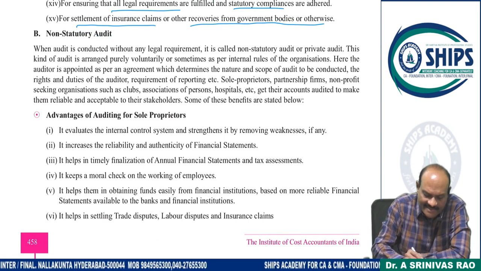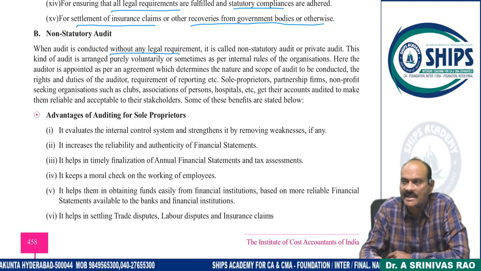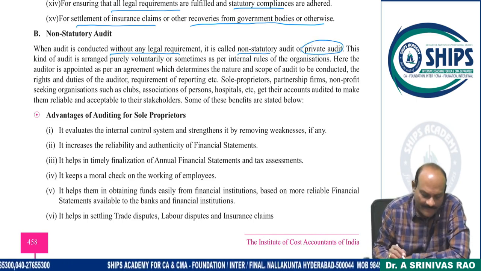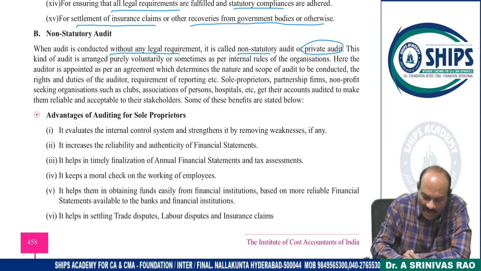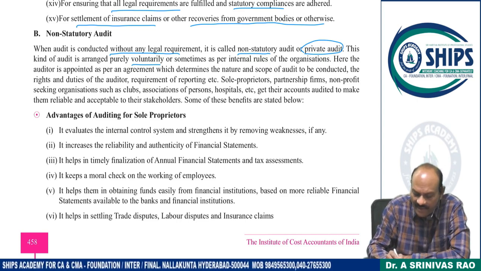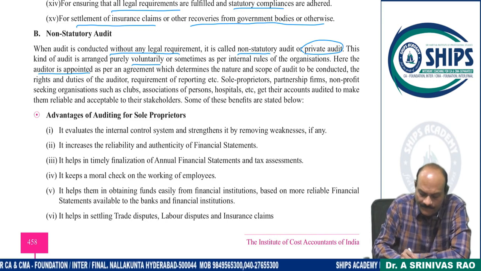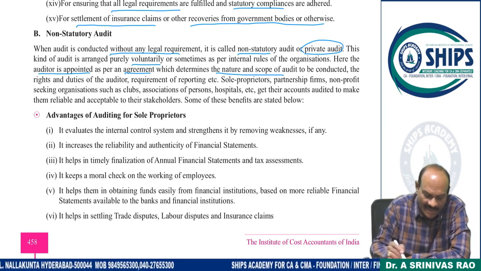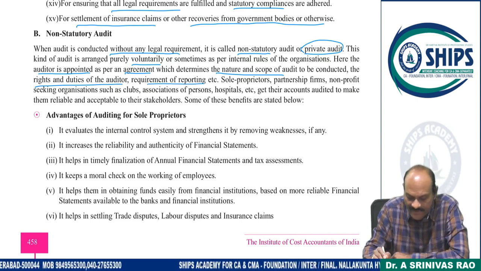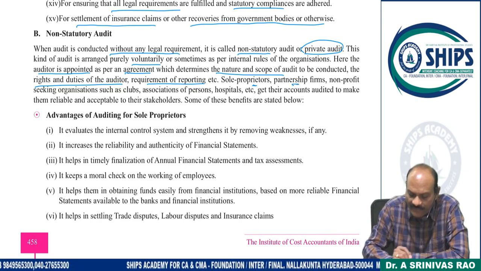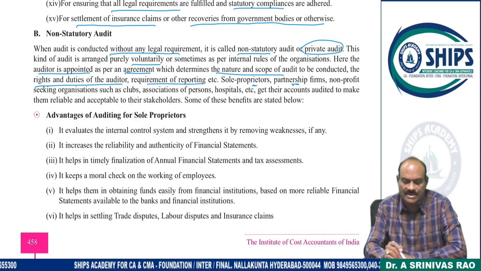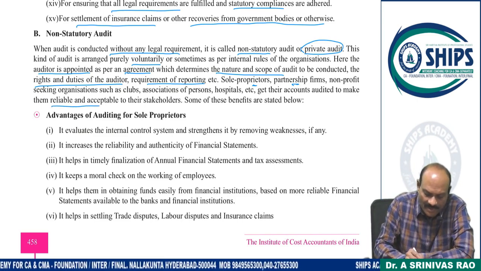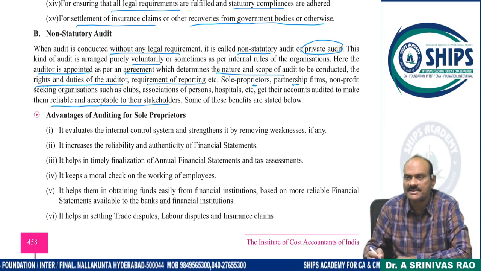Non-statutory audit. This audit is conducted without legal requirement, meaning legally it is not compulsory, purely optional. This is called non-statutory audit or private audit. This kind of audit is arranged purely voluntarily, sometimes as per the internal rules of the organization. Here, the auditor is appointed by an agreement which determines the nature and scope of the audit to be conducted, the rights and duties of the auditor, and the reporting requirements. In the case of a sole proprietary concern, partnership firm, or non-profit organizations like a club, association of persons, or hospital, they get their accounts audited to make them reliable and acceptable to the shareholders. And there are some advantages out of this non-statutory audit.